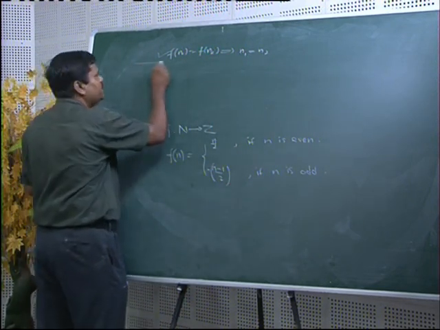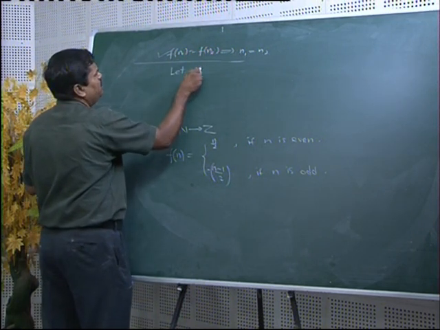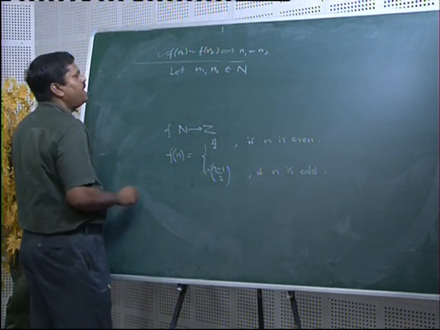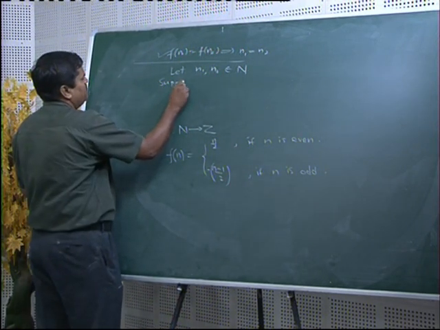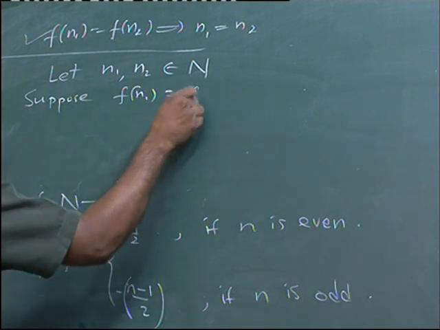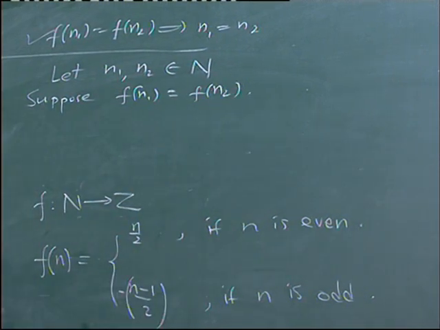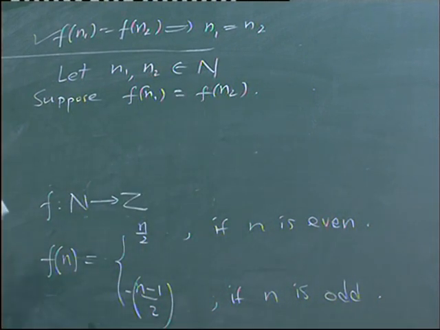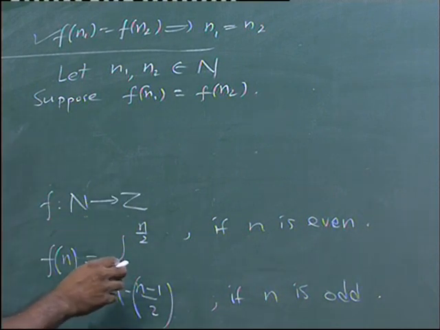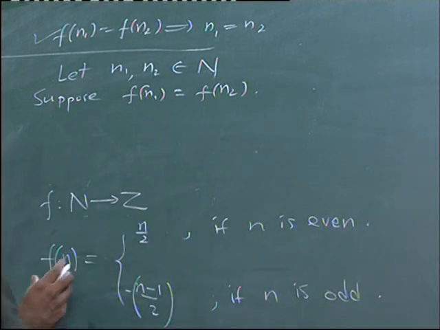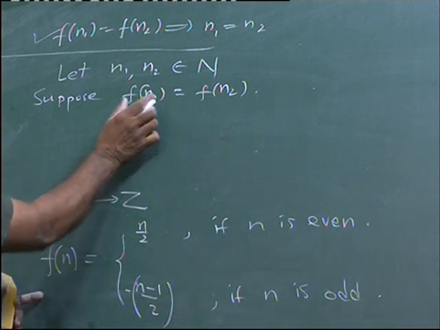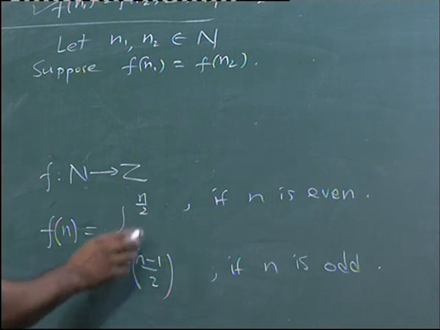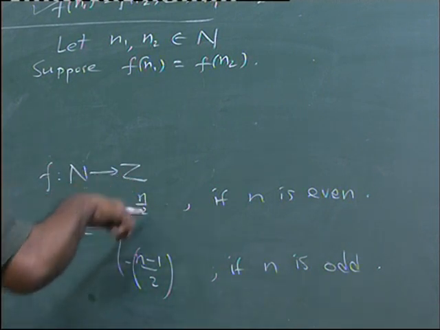So, let us consider this way, let n1 and n2 belong to the domain N, this is our domain, and suppose the value of the function at n1 and n2 are equal, f(n1) is equal to f(n2). Now, if these two values are equal, then about the type of the value, I cannot have the left hand side value of this type. See, f(n) is equal to this now. So, I cannot have f(n1) equal to this and f(n2) equal to this, because this number is positive and this number is negative. So, it is not possible that one is of this type and other is of this type.